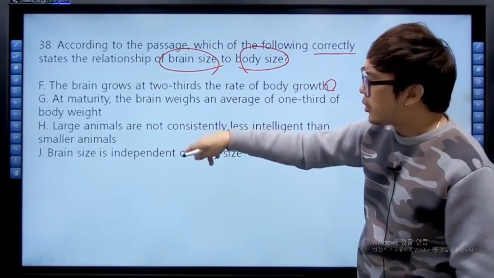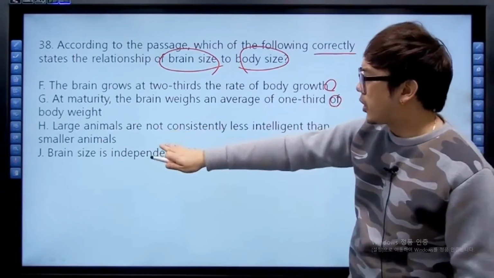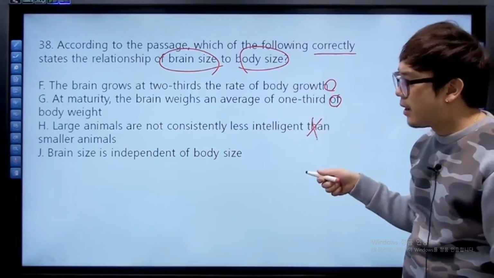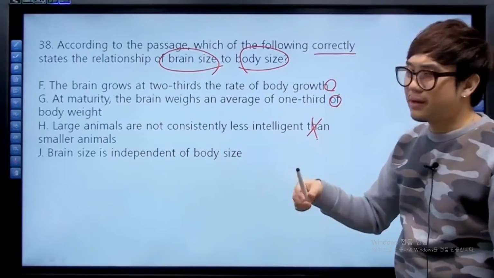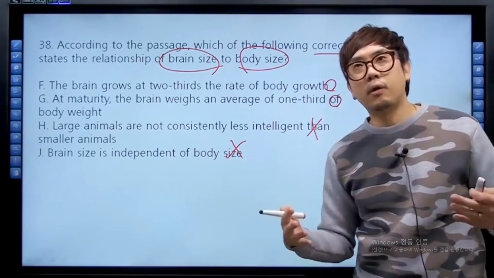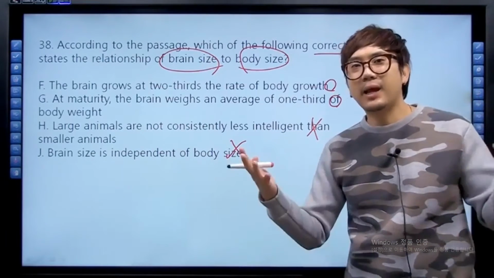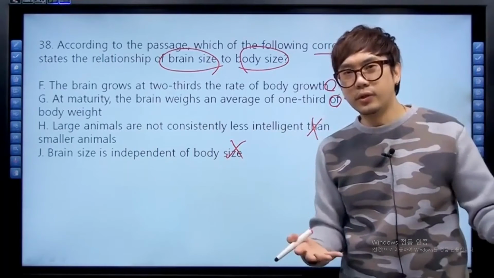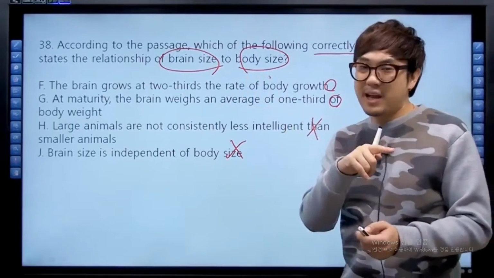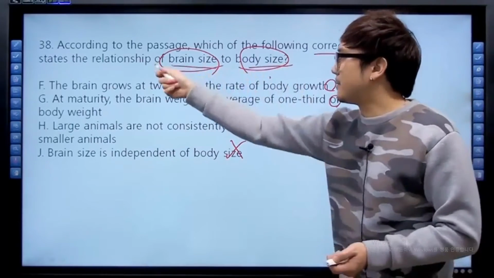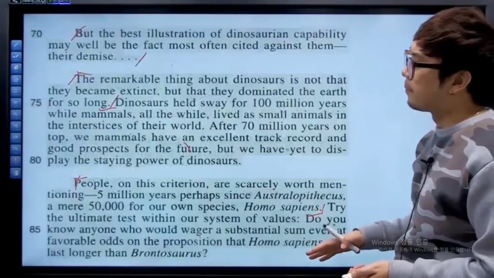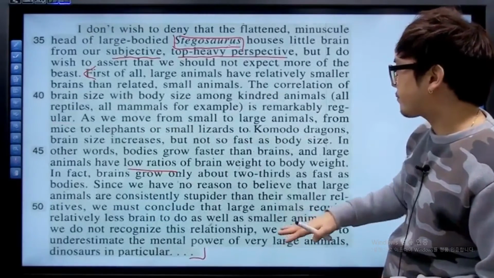And then H, larger animals, so let me just circle that. Larger animals are not consistently less intelligent than smaller animals. We're not talking about that. Brain size is independent of body sizes. Well, not really, right? We have something called ratios. I mean, for God's sakes, we have what we call golden ratios, right? So the answer will either have to be F or G, but let's try to find that answer within the question of the brain size and the body size. We read that part, but we're going to read it again just for the sake of clarity. So here we said, right here.